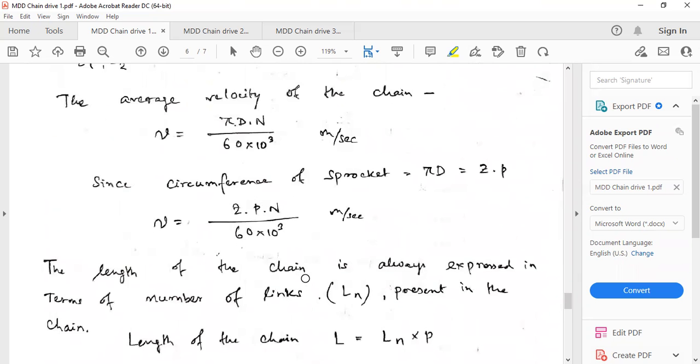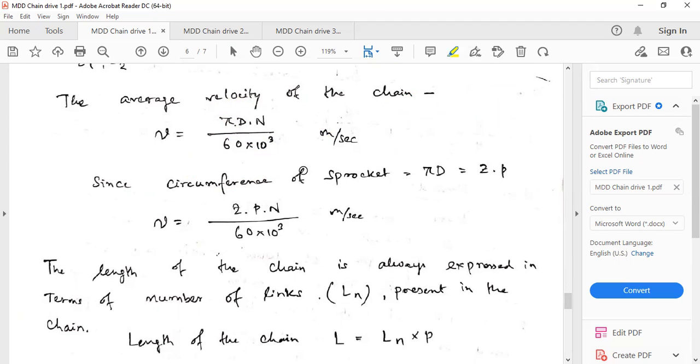Next is the average velocity of the chain, velocity v equal to pi d n by 60 into 10 to the 3. This is a relation that is given. We can get this from v equal to omega into r. In place of omega, if you put 2 pi n by 60, and 2 into r is d, we will get pi d n by 60. The 10 to the 3 is there because we have written it as meter per second. The diameter is in millimeter, so we have converted the diameter to meter; we have to divide by 1000. That's why 1000 is there.